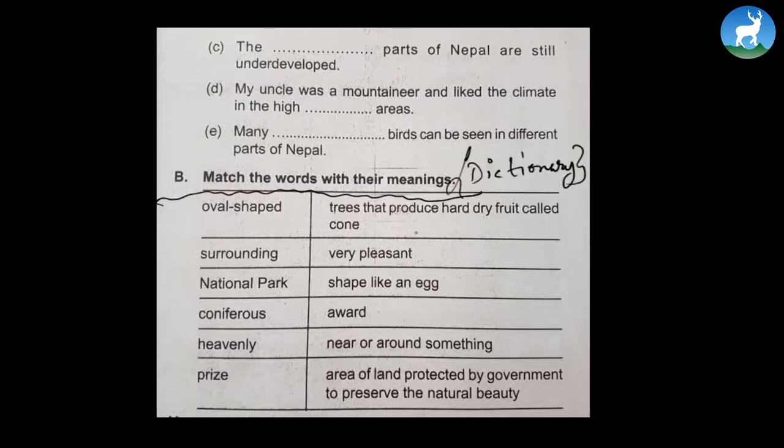Do you all have a dictionary? Alright, so if you're not sure with the word meaning, look at the dictionary, find the words, and then you'll get the correct answer to this. What is surrounding? What is oval shaped? What is national park? What is coniferous? What is heavenly? And what is prize? Look at the dictionary and you'll get the meaning right there. So it is very necessary that you have the habit of looking at the dictionary if you want to improve your English. Dictionary is mandatory. It's a must. So shall we move further?